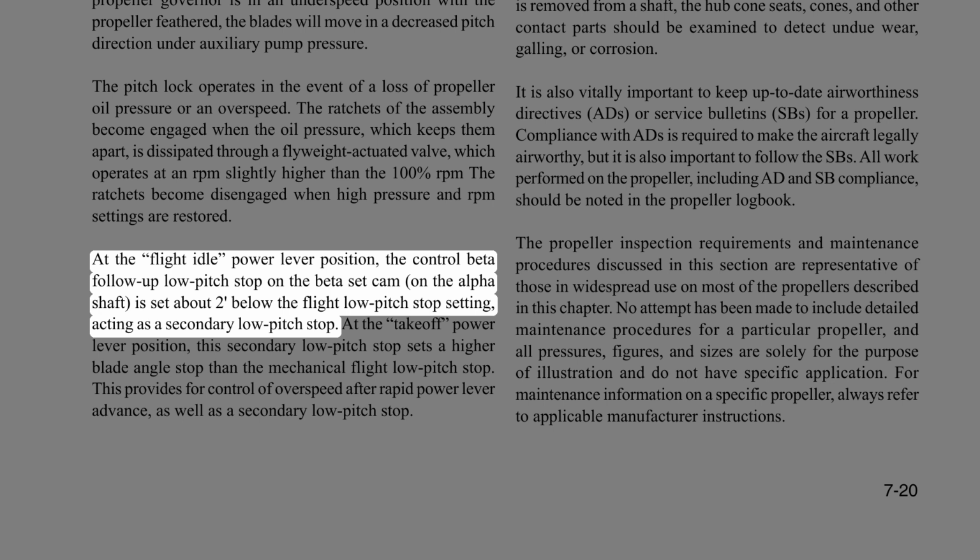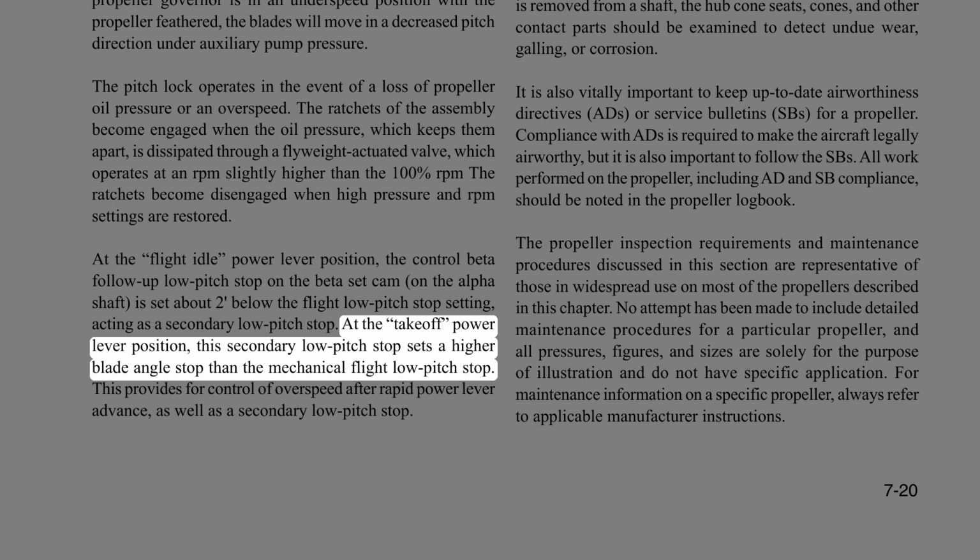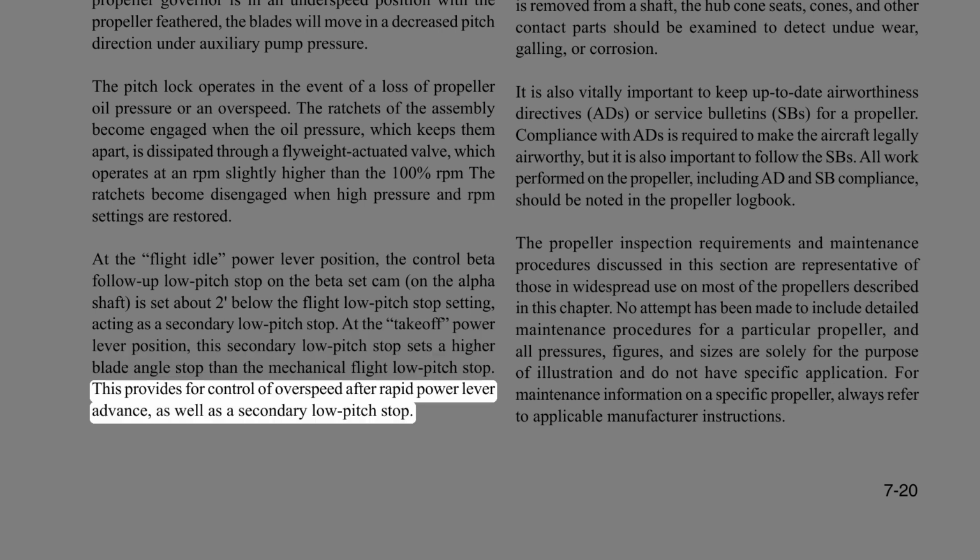At the flight idle power lever position, the control beta follow-up low pitch stop on the beta set cam, on the alpha shaft, is set about 2 feet below the flight low pitch stop setting, acting as a secondary low pitch stop. At the takeoff power lever position, this secondary low pitch stop sets a higher blade angle stop than the mechanical flight low pitch stop. This provides for control of overspeed after rapid power lever advance, as well as a secondary low pitch stop.